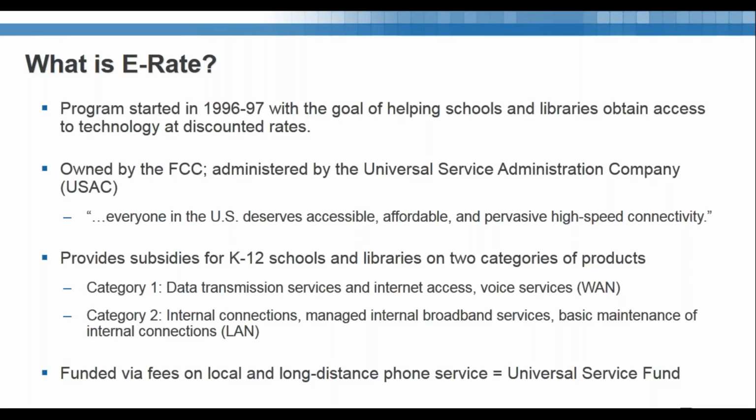The idea here is that everyone in the U.S. deserves accessible, affordable, and pervasive high-speed connectivity. So E-Rate actually provides subsidies for K-12 schools and libraries on 2 categories of products. Category 1 is your data transmission services and internet access and voice services, so your wide area network. And Category 2 are your internal connections, managed internal broadband services, and then the basic maintenance of those internal connections, so your local area network. The E-Rate program is funded via fees that you will see on local and long-distance phone service, which goes into the Universal Service Fund.